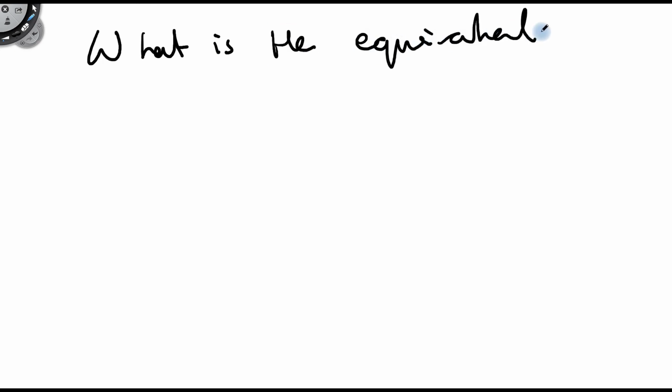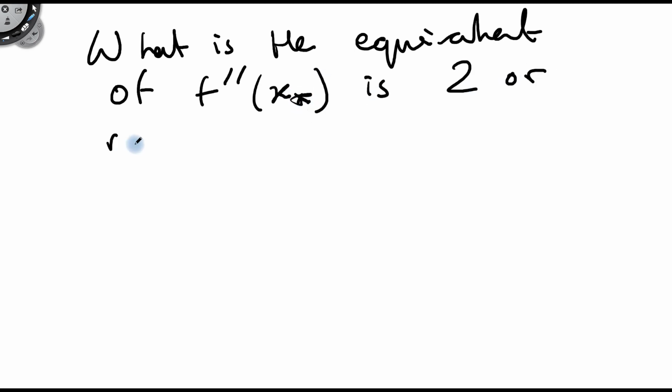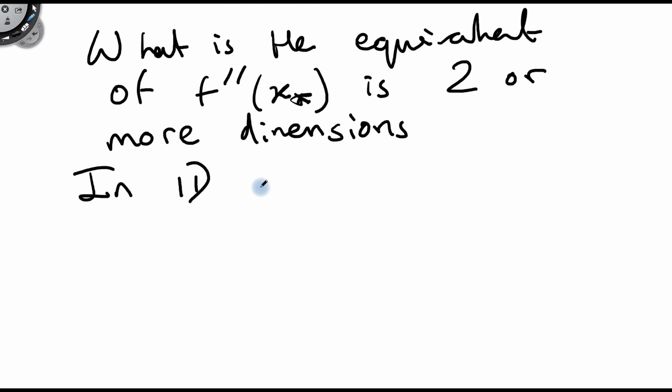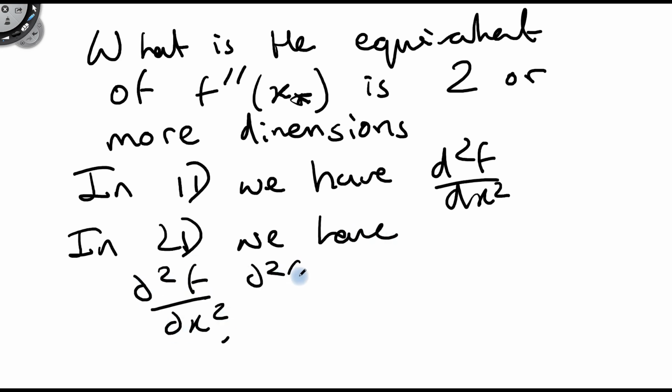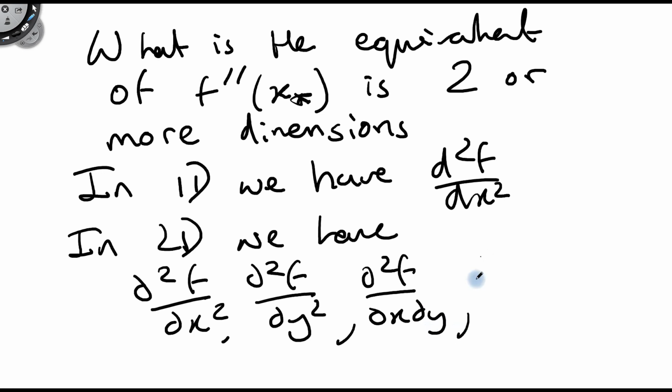So that's all very normal calculus, but now the question is, what is the equivalent of f double prime of x star in 2 or more dimensions? The observation is that in 1D we have d2f by dx squared, we don't have anything else. But in 2D we have partial squared f by dx squared, partial squared f by dy squared, partial squared f by dx dy, the cross derivatives, and then maybe the other way, but it's the same thing.